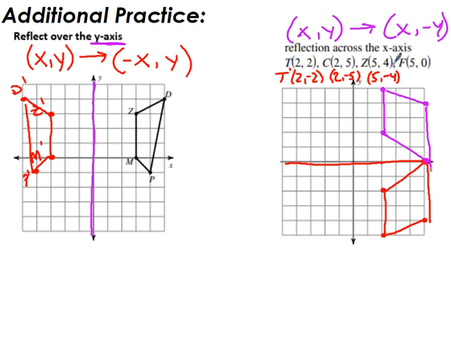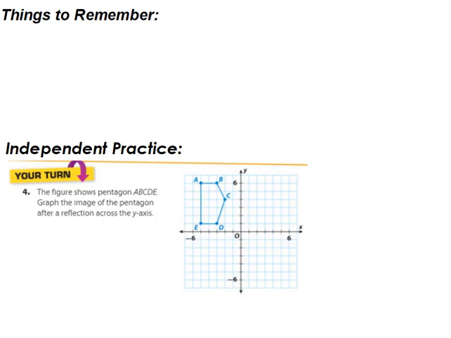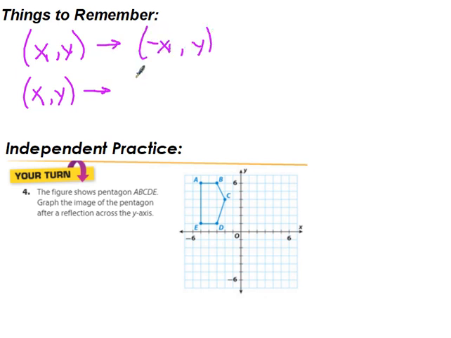I hope this helped. Again, for my things to remember, I would write down my algebraic representations. Oops, there we go. That's a negative y. And maybe we should label this too, sorry. So this would be across the y-axis. This would be across the x-axis.